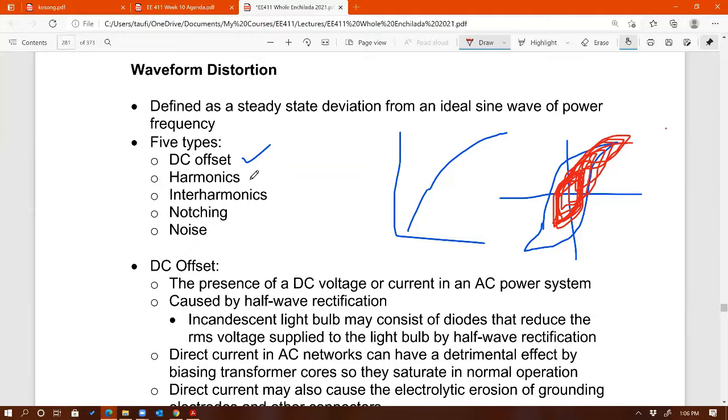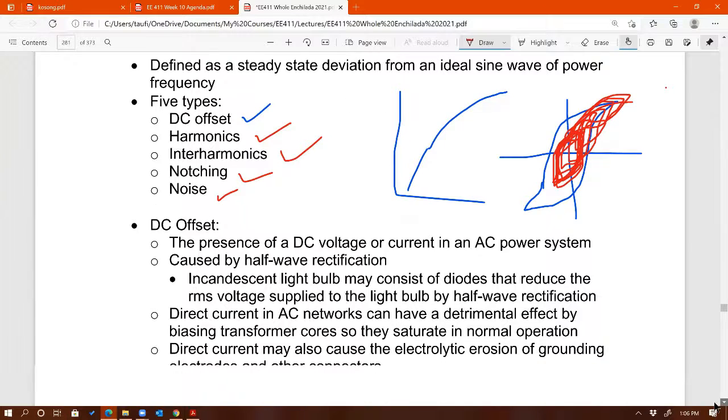Harmonics, that's a big one for power electronics. Interharmonics, that's a different type of harmonics. We'll talk about it later. Line notching, that's the one that can cause more than two zero crossings in one period of a sine wave. And then we have the general noise coming out of waveform distortion, right?